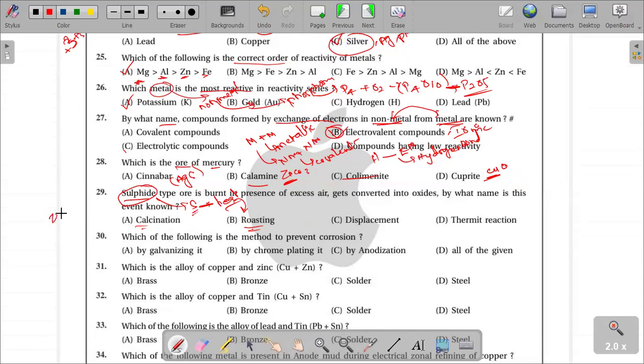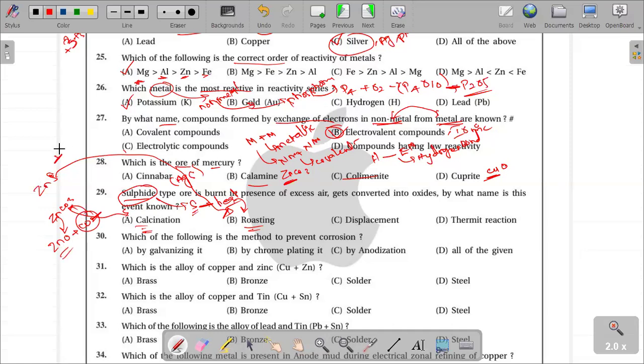Carbonate means, for example, zinc carbonate they have given and zinc sulfide they have given. If it is zinc sulfide, you have to use the roasting method. And if it is zinc carbonate, then you have to use the calcination method, in the absence of air. So you should not supply the air here. Why? Because from the carbonate, you have to separate ZnO plus CO2. You need to remove the carbon dioxide from the ore. After removing the carbon dioxide, you will get the zinc oxide.